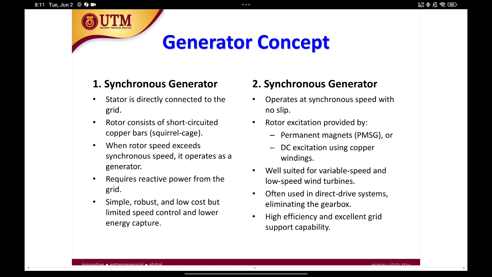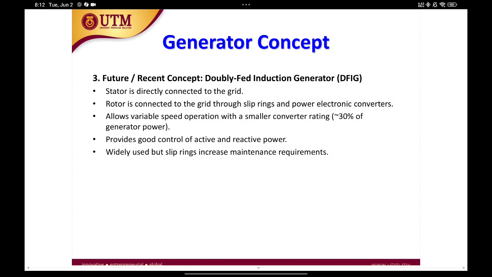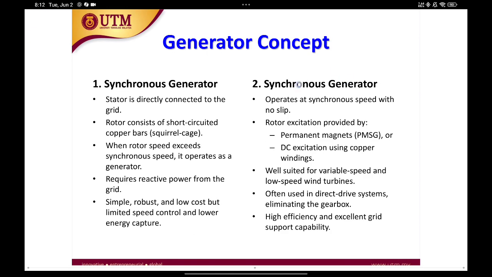So what is a synchronous generator? In a synchronous generator, the stator, the non-moving part, is directly connected to the grid. I think this one has some mistake. I think number 2 is not a synchronous generator either. Let me check later. The stator is directly connected to the grid, and the rotor consists of a short-circuit copper bar squirrel cage. So this is not a synchronous generator. This is an induction machine. Make sure you correct it. I will correct it later.